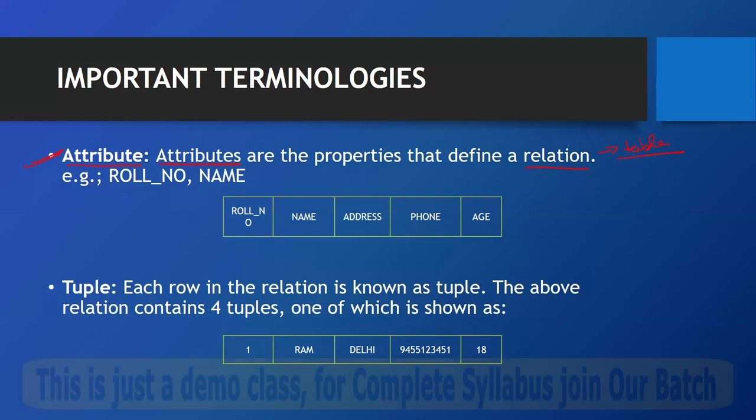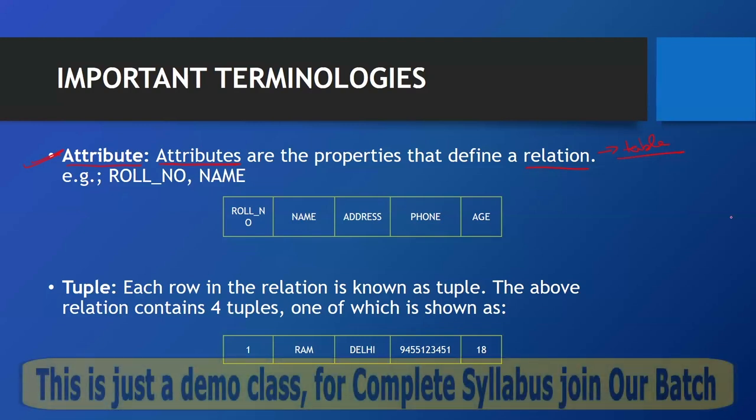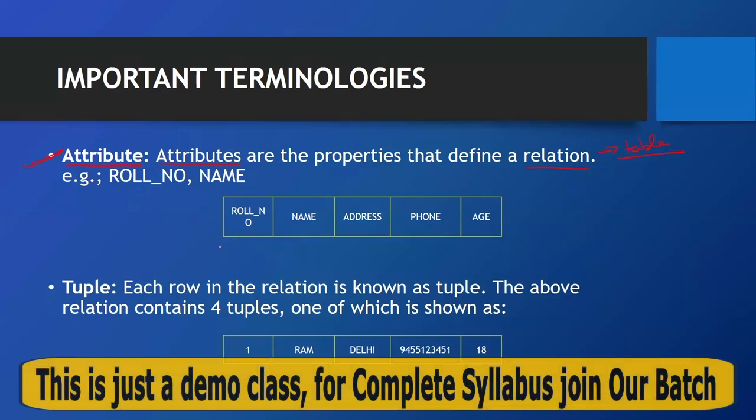So let's talk about attributes, guys. Attributes are the column headings, like roll number, name, address, phone, age. Attributes are the property names, right? If I am a student, then I can have a roll number, a name, an address, a phone number, and an age. So these are my properties, and property names are called attributes.